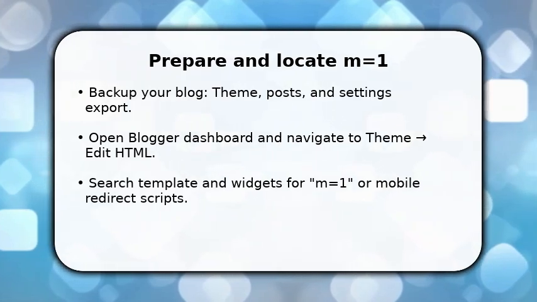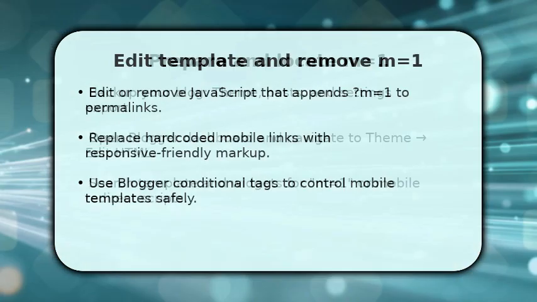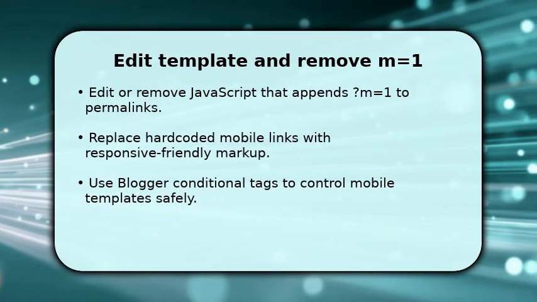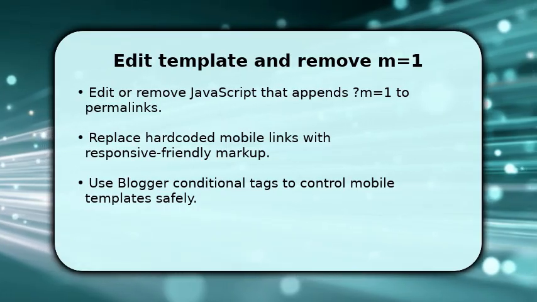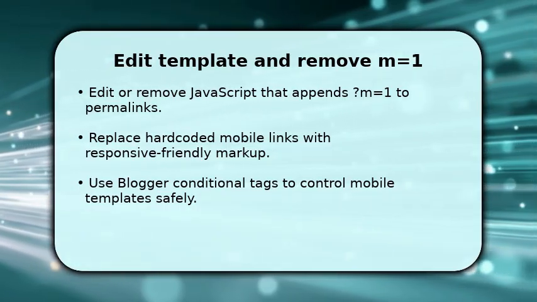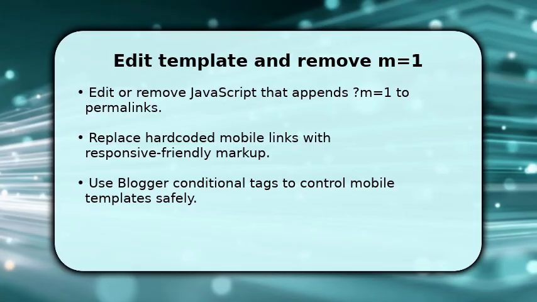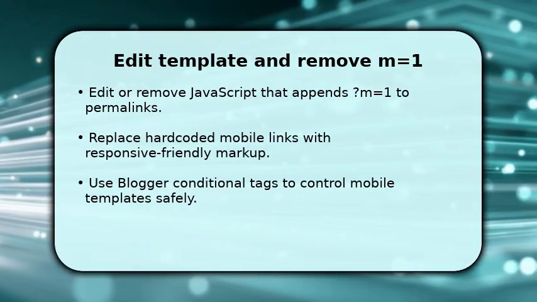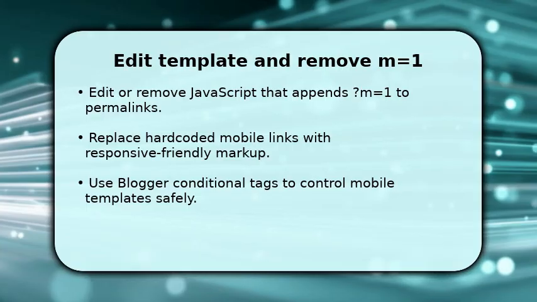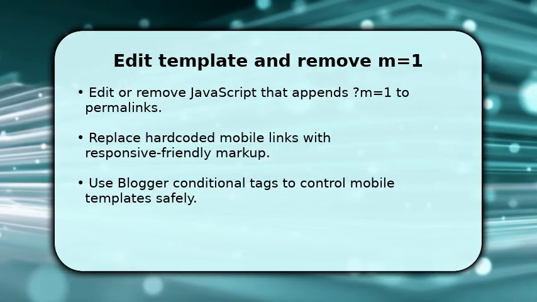Now you edit the actual code where m=1 is added. First, disable or remove small JavaScript functions that append m=1 to post links. If they're wrapped by a widget, edit that widget. Next, replace any hard-coded mobile links with responsive markup or Blogger conditional tags so the blog adapts without query parameters.